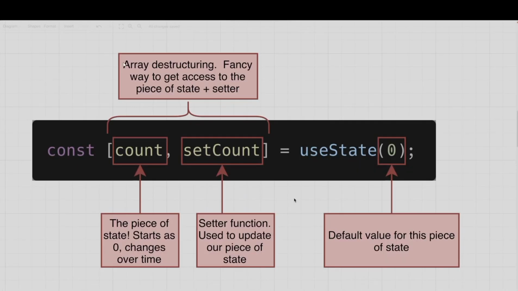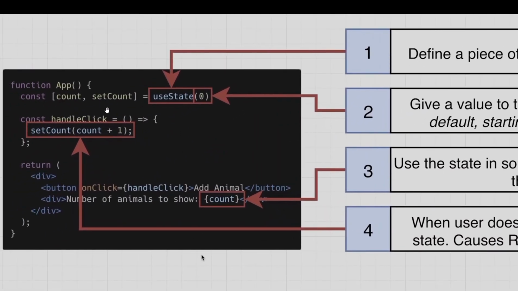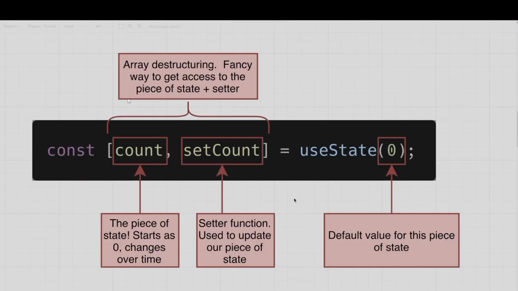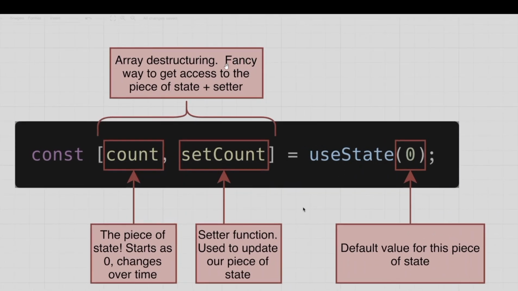Let us understand the first syntax because it is very complex and important at the same time. So what does it say? There are two things, count and setCount, and this is called array destructuring. It means that we are extracting the two variables from the useState function. Array destructuring is a fancy way to get access to the piece of state plus the setter. What is the setter? The setter is this setCount. It is called a setter function because it changes the value of count.